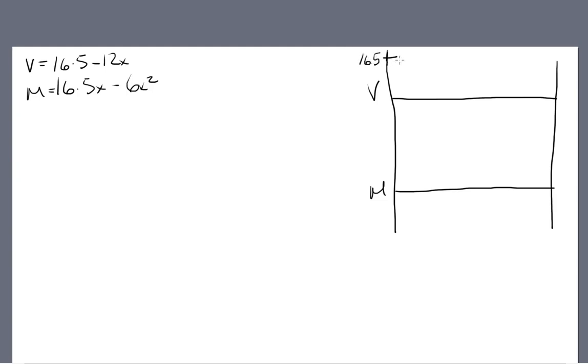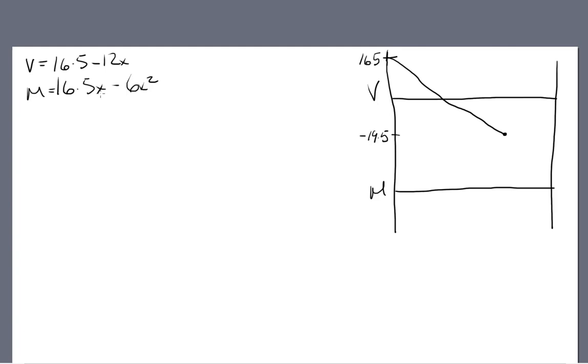Remember, that's our reaction. So now we know it's going to have a slope of minus 12, and that's going to happen until it hits the next support. That's going to happen at 3 meters. So 16.5 minus 12 times 3 is 16.5 minus 36. So we know that this value here is negative 19.5. Okay? So now let's look at our m here.